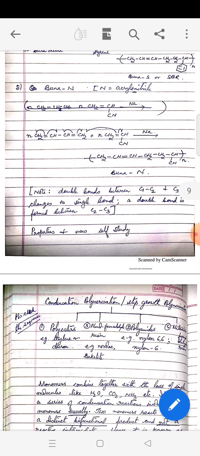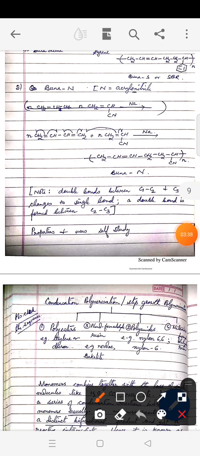So here also the addition will take place exactly the same way. All the double bonds will undergo homolytic cleavage. This C will get attached to this C through free radical combination. The two free radicals will couple here to form a double bond, and the other two free radicals will be free to take part in chain formation. Please note that the double bonds between C1 and C2 and between C3 and C4 change to single bonds, and a double bond is formed between C2 and C3. You are expected to study their properties from the textbook. Both BUNA-N and BUNA-S are rubbers.